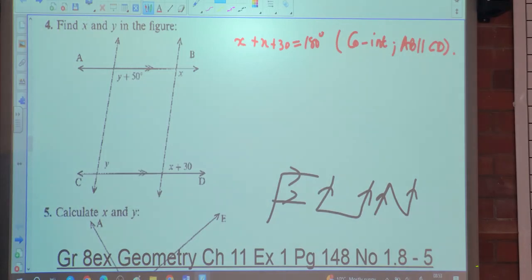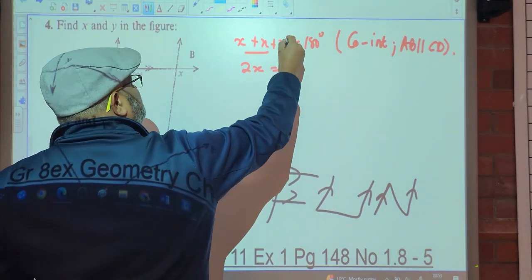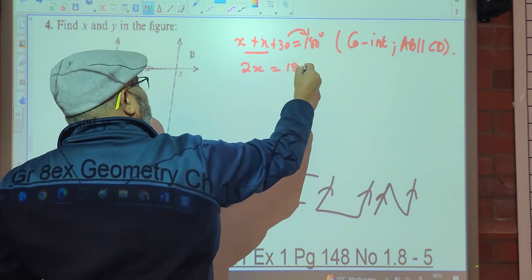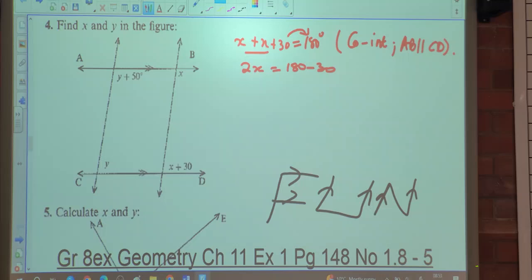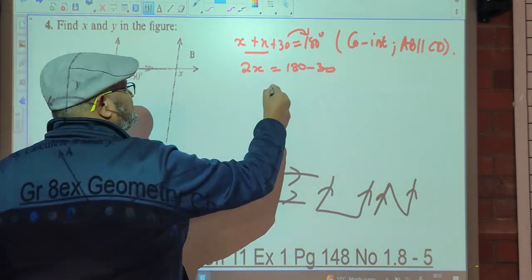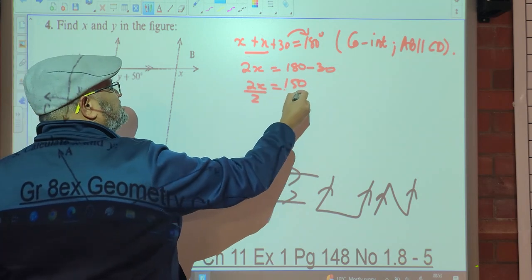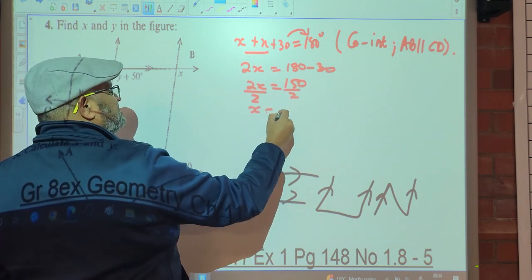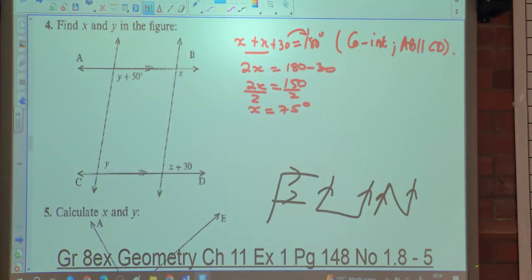Okay. What's x plus x? 2x equal to 180 minus 30. What's 180 minus 30? 150. Divided by 2? 75. Who got that one right? You did your homework this time.